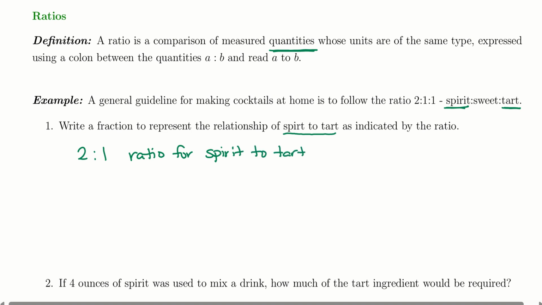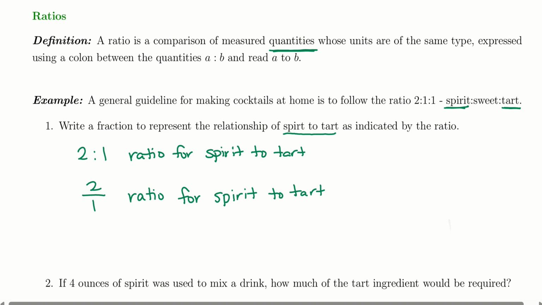Ratios can be written as fractions. So as you're looking at this, the 2 to 1 fraction for our ratio for spirit to tart, as you're looking at fractions, you really have to consider the context. Is this a proportion where the denominator is representing a whole? Or is this a ratio where the denominator is representing a part? So it can be confusing when you see these different fractions. Consider the context.